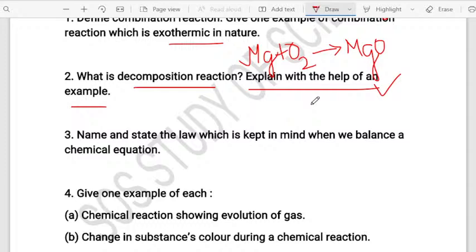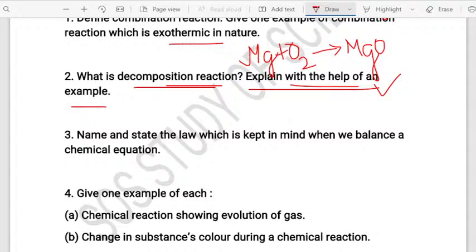You can write any answer. You can write one example: heating the lead nitrate, heating the ferrous sulfate, or heating the calcium carbonate, or you can write keeping the silver chloride or silver bromide under sunlight. Anything can be written. In general, if they ask to write an example for decomposition, there are so many reactions, almost 3+1, 4+2, 6 examples in decomposition. So anyone you write it.